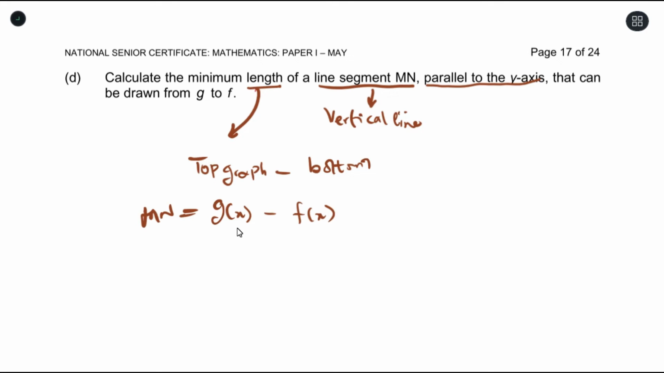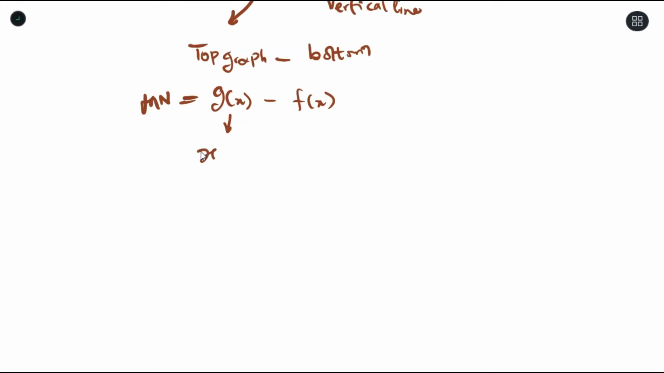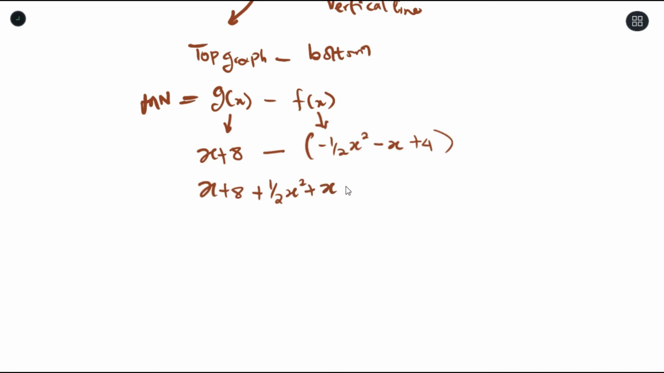Okay, so how we'll do that is, the equation of g(x) is x plus 8, and the equation of f(x) is negative half x squared minus x plus 4. Opening out the bracket, you're going to get 8 minus 1 over 2 x squared plus x minus 4. Simplifying this, it will give you 1 over 2 x squared plus 2x plus 4. So we'll say the length of MN is this.